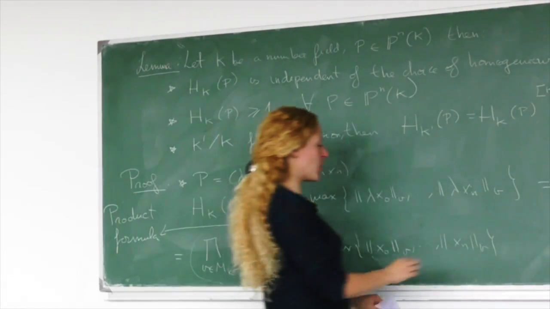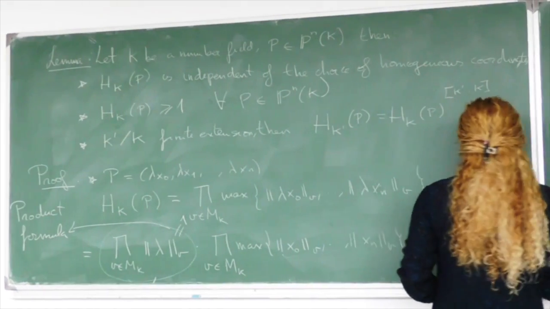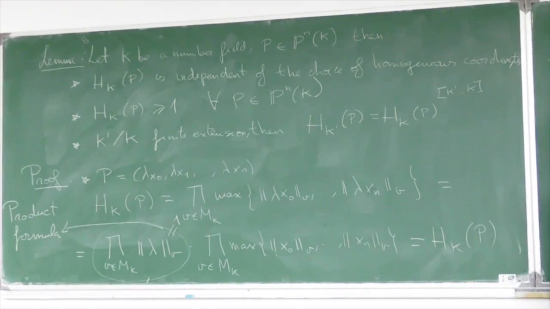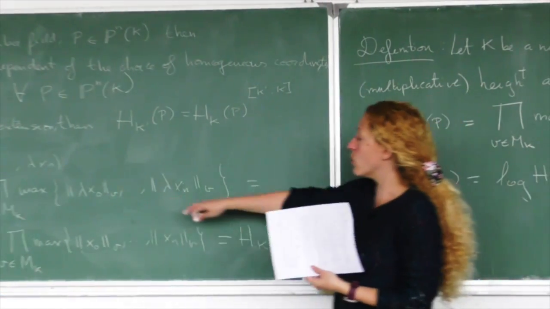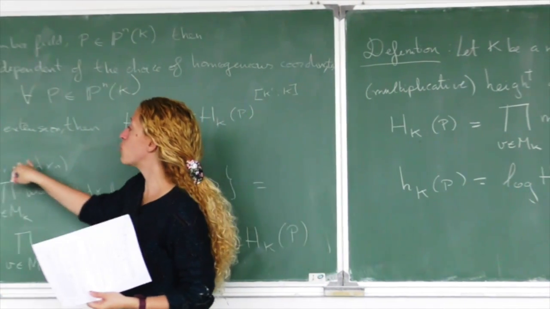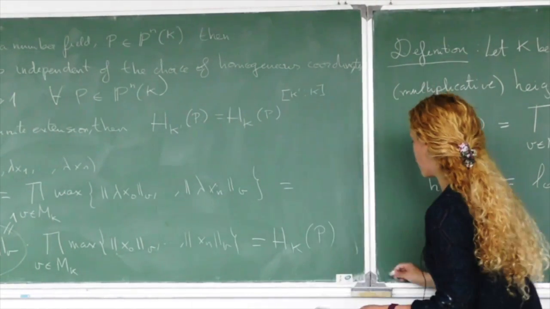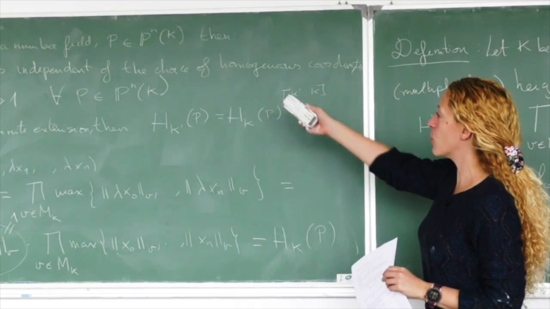So basically what I got here is that this is equal to the height of P with the coordinates x0, x1 to xn. So we get what we want: independently of the choice of coordinates of the point P, you get the same height. So it is well defined. This is the first thing. Okay, very well. So now we can prove the other two.